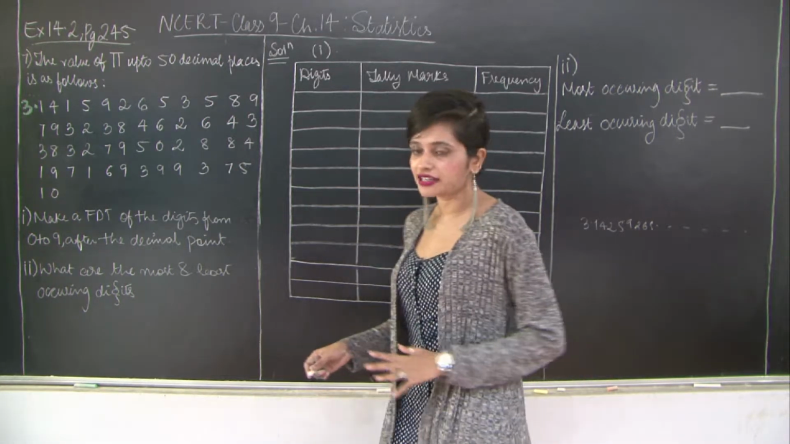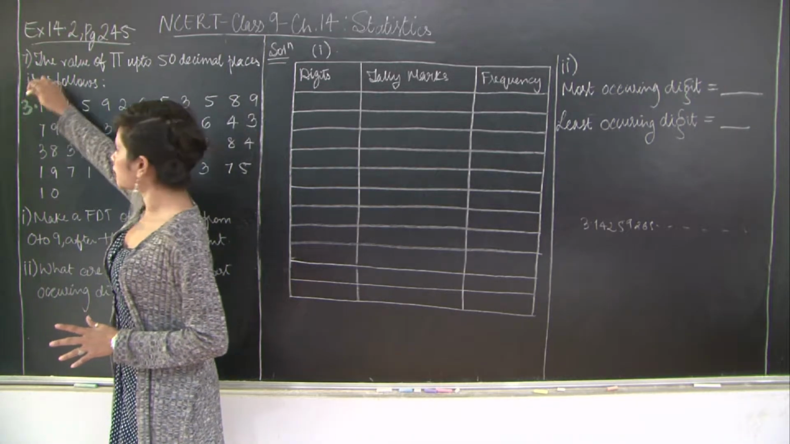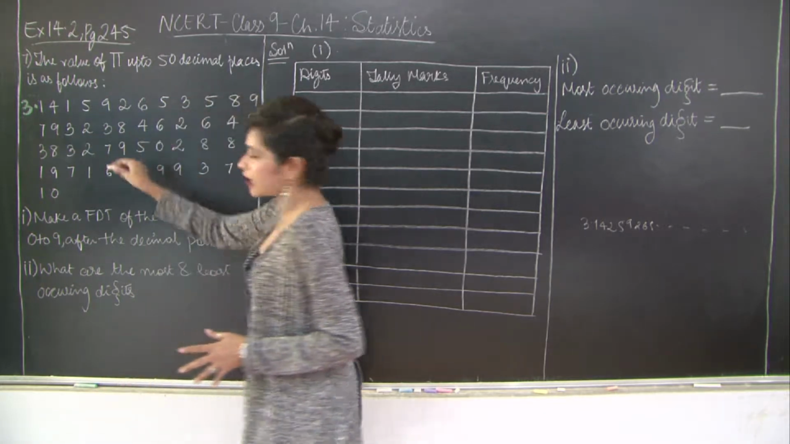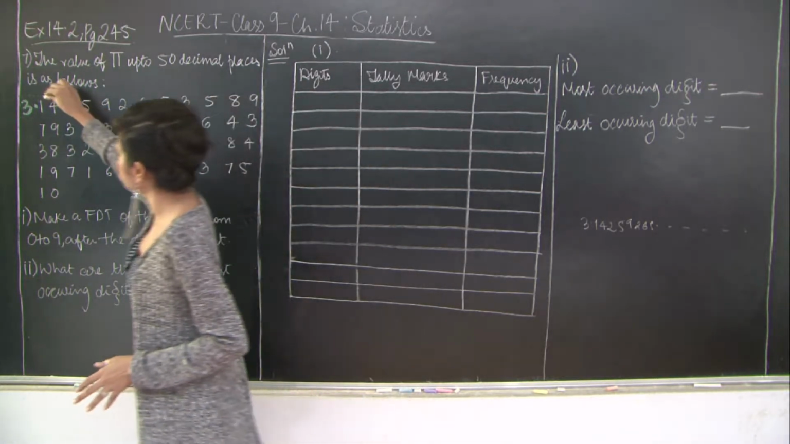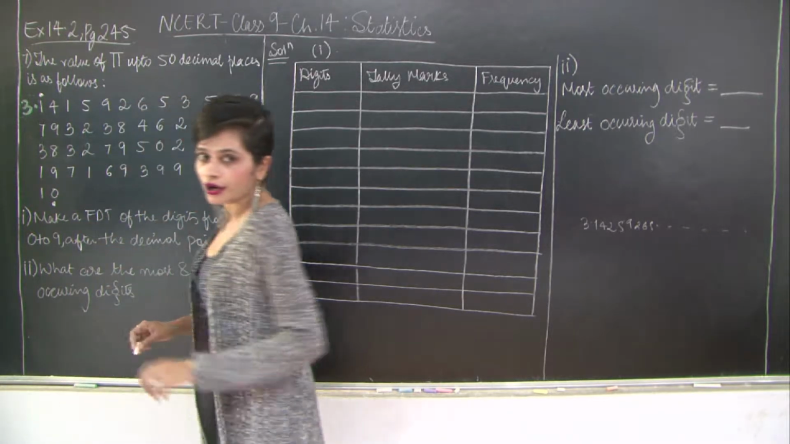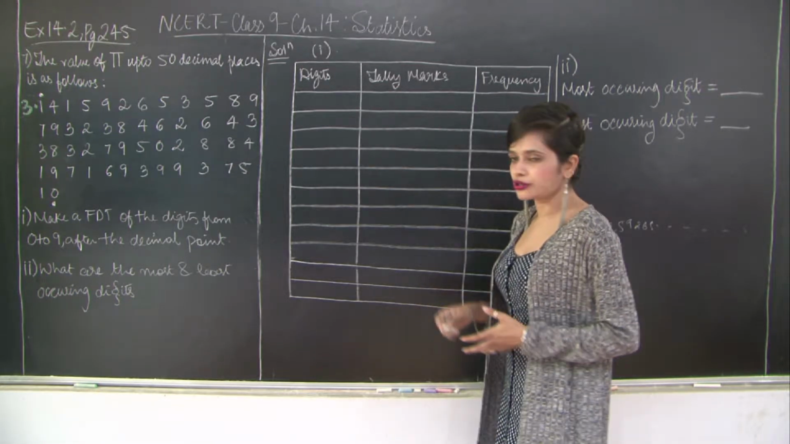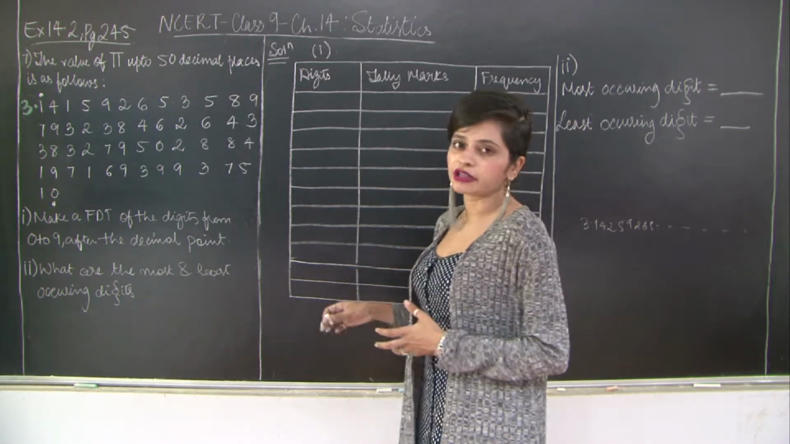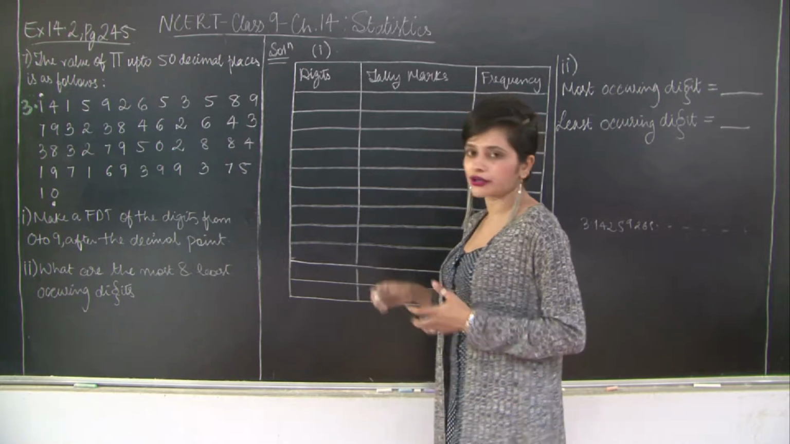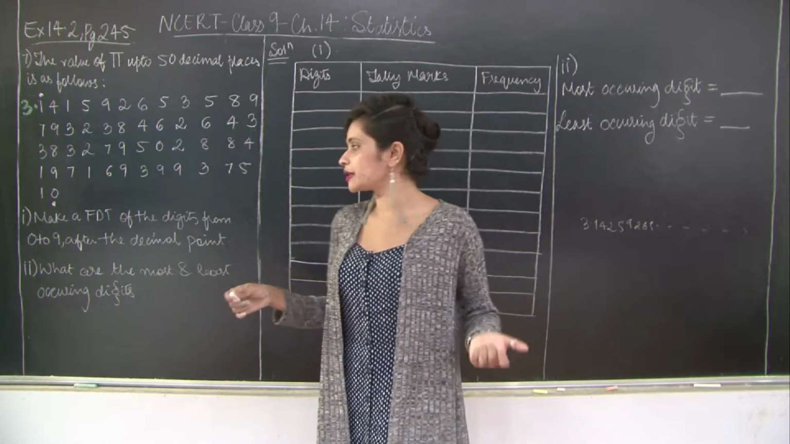So what I have done is, the number before the decimal I have written in a different color, that is 3 point, and these numbers are continued after the decimal. So there are 50 numbers starting from here to here. Now we need to make a frequency distribution table of the digits from 0 to 9 after the decimal point, and we have to write down the most and least occurring digits. We will find out this answer by looking at the frequency distribution table itself.